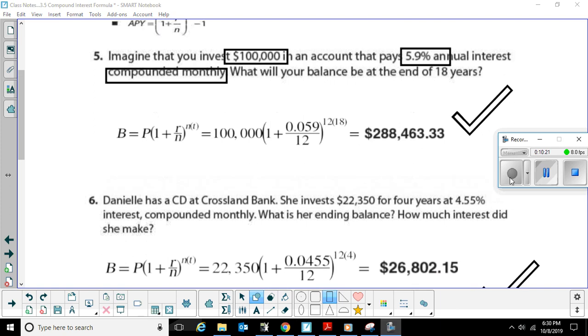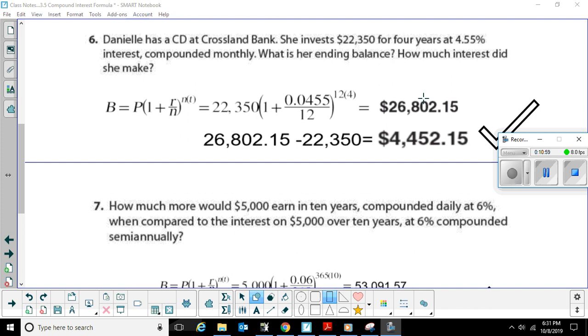All right, let's run the math. All right, here's our principal. Here's our rate. This is the number of times that we're compounding. Multiply, raise to the exponent the number of times we're compounding. And last but not least, we're doing this for 18 years. All right, when we put our graphing calculators to use, what we'll have is $288,463.33. That's not a small chunk of change. That's pretty good.